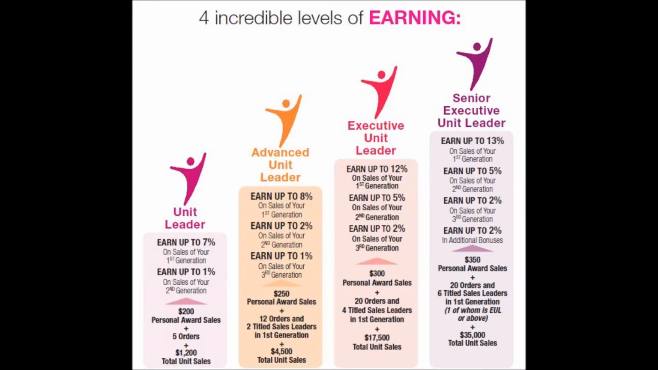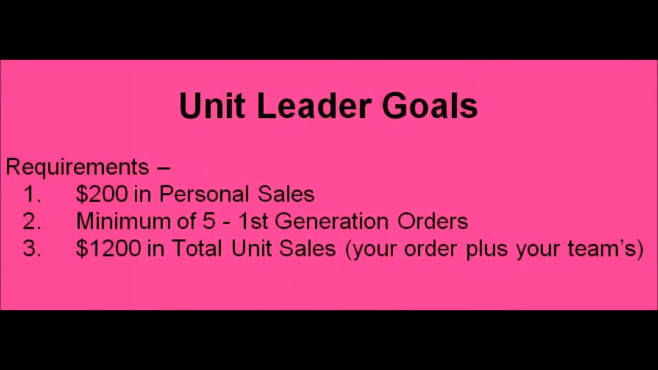So to make unit leader, there are 3 goals, and each campaign is independent. So whatever happens in campaign 23 stands alone from whatever happens in campaign 24, and so on. So each campaign, for you to achieve your unit leader goals, you have to personally sell at least $200. So that's your personal order, that's your orders for your customers, that's your online orders, both representative and direct delivery. But you need to be pulling in at least $200 in sales each campaign.